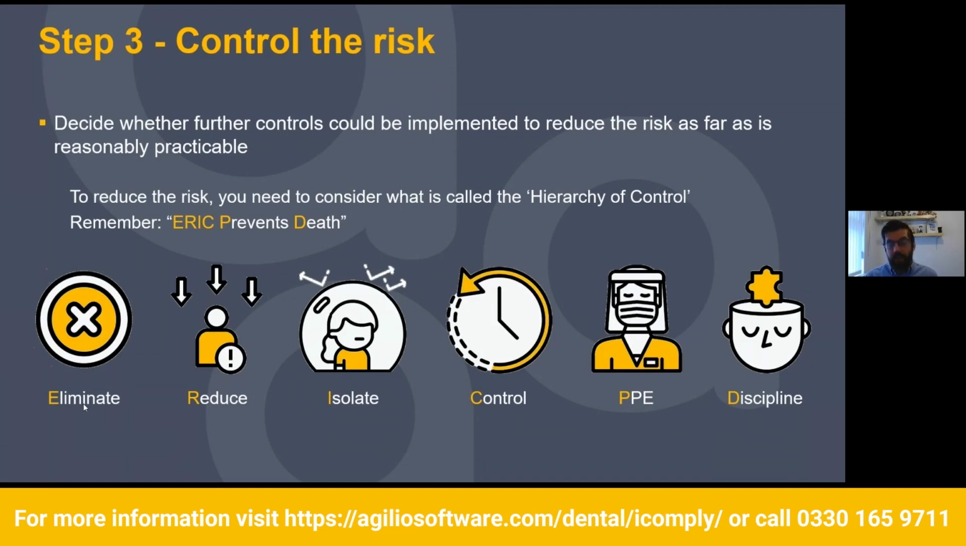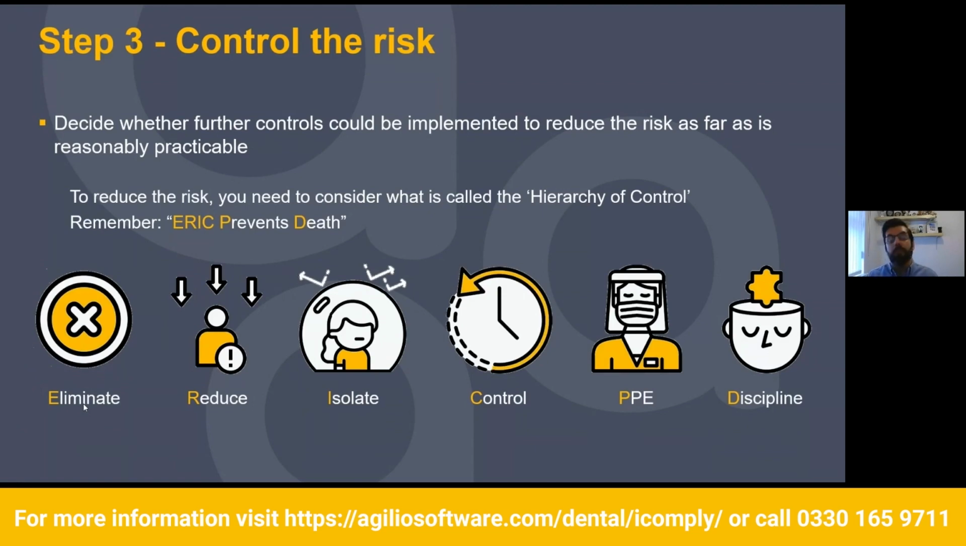If you can't do that, you then think about isolating. So can you isolate people from coming into contact with that hazard? Can you put barriers up to prevent contact? Again, COVID was a good example of that, with all the screens that you put up in the reception area when you went back to work. That was a control measure. That was isolating the patients from the receptionists, putting the screen in between them to prevent contact.